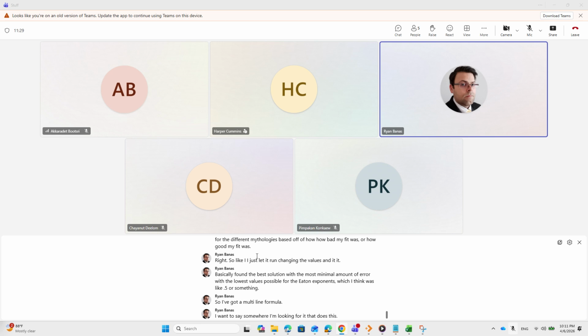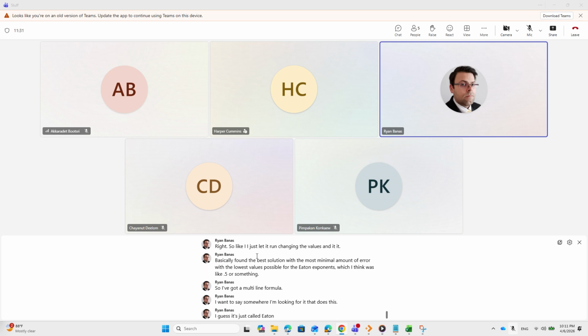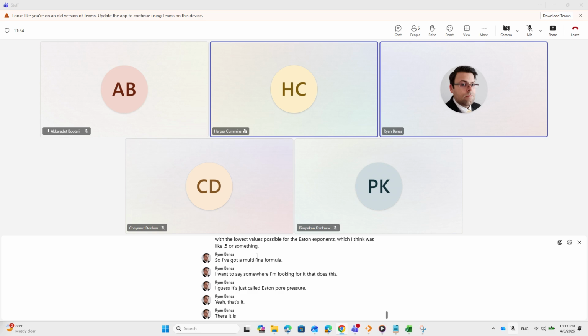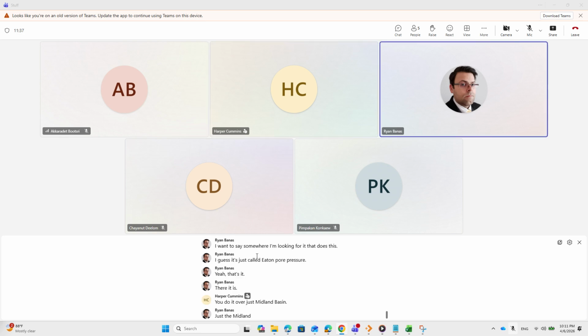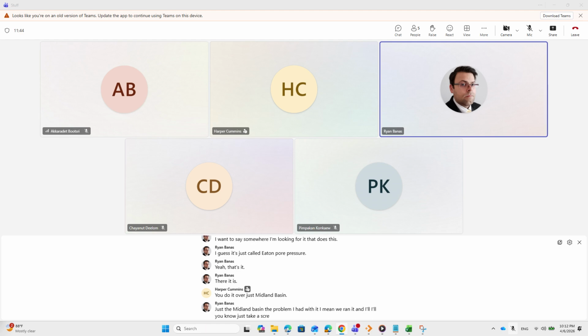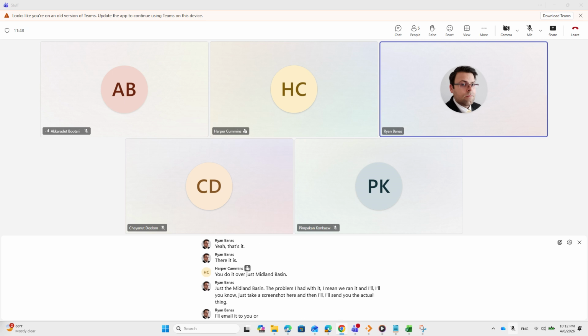I guess it's just called Eaton pore pressure. Yeah, there it is. Is that over just the Midland Basin? Just the Midland Basin. The problem I had with it, we ran it, and I'll just take a screenshot here and I'll email it to you, so you have it.